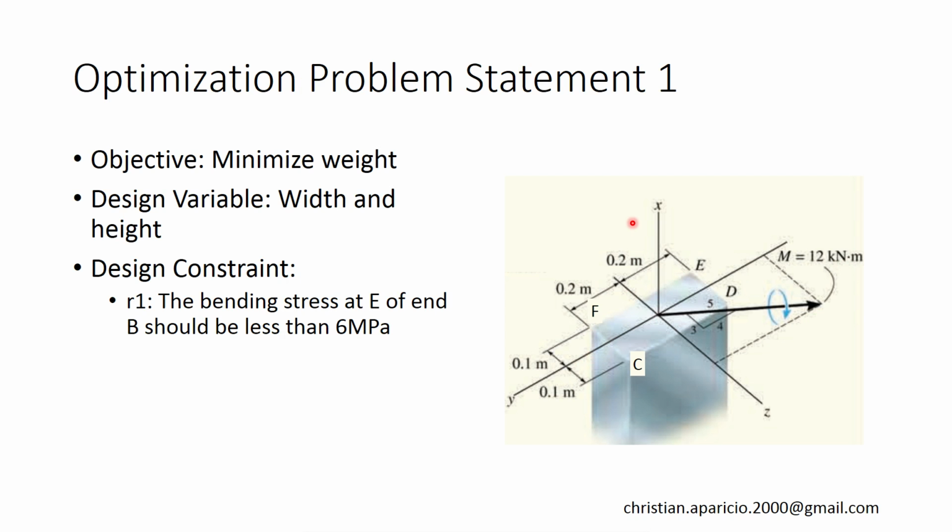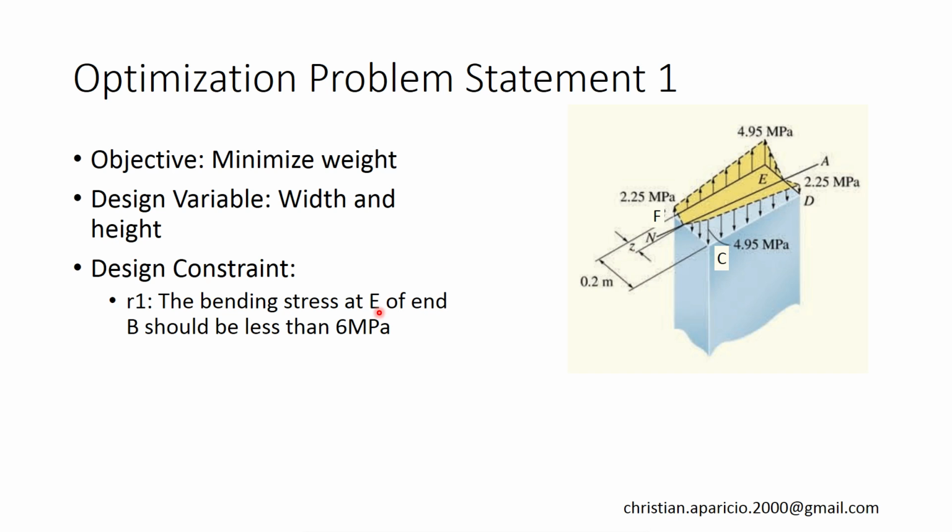And now for our optimization problem statement. We are minimizing the weight of this beam as much as possible. We are going to let the dimensions of the cross section vary, so the width and height can change throughout the optimization process. But what we want to do is, at the very tip of the beam at point E, make sure that the bending stress is no more than 6 megapascals.